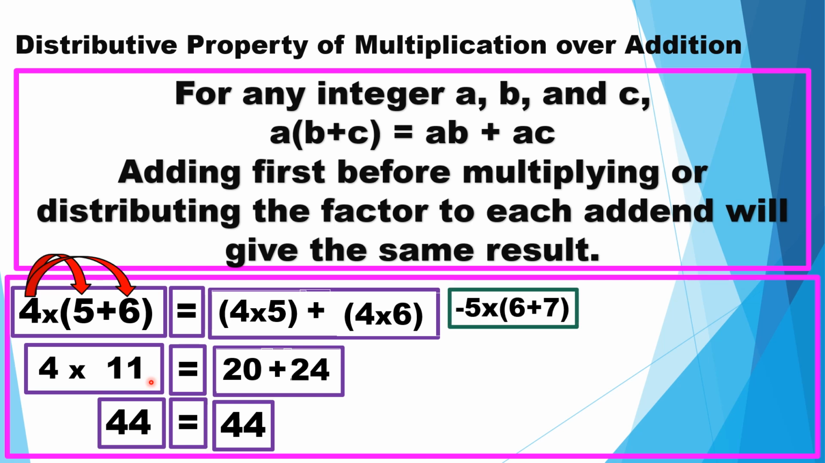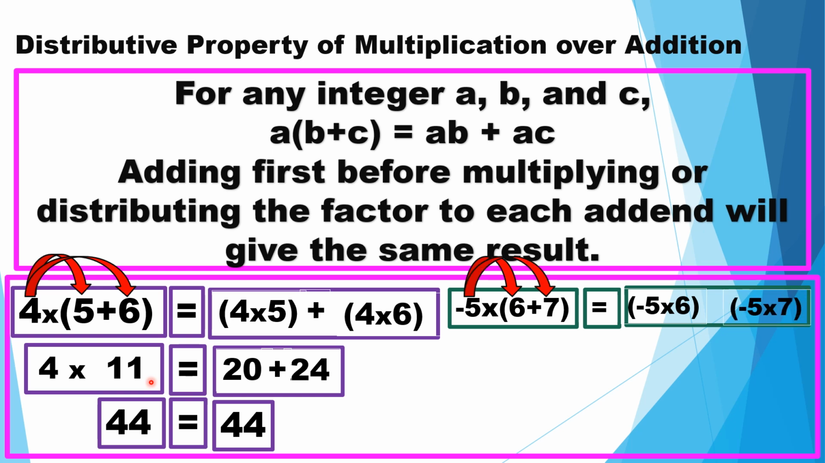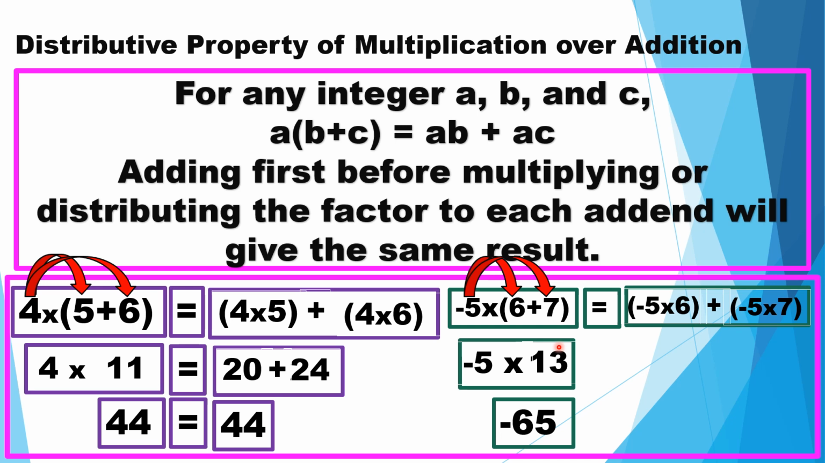Next example. Negative 5 times the quantity of 6 plus 7 is equal to, distribute negative 5 to positive 6, that is, negative 5 times positive 6. Then negative 5 distribute to positive 7, that is, negative 5 times 7. Then, add. Next, sa left side, 6 plus 7 is equal to 13. Negative 5 times 13 is equal to negative 65.